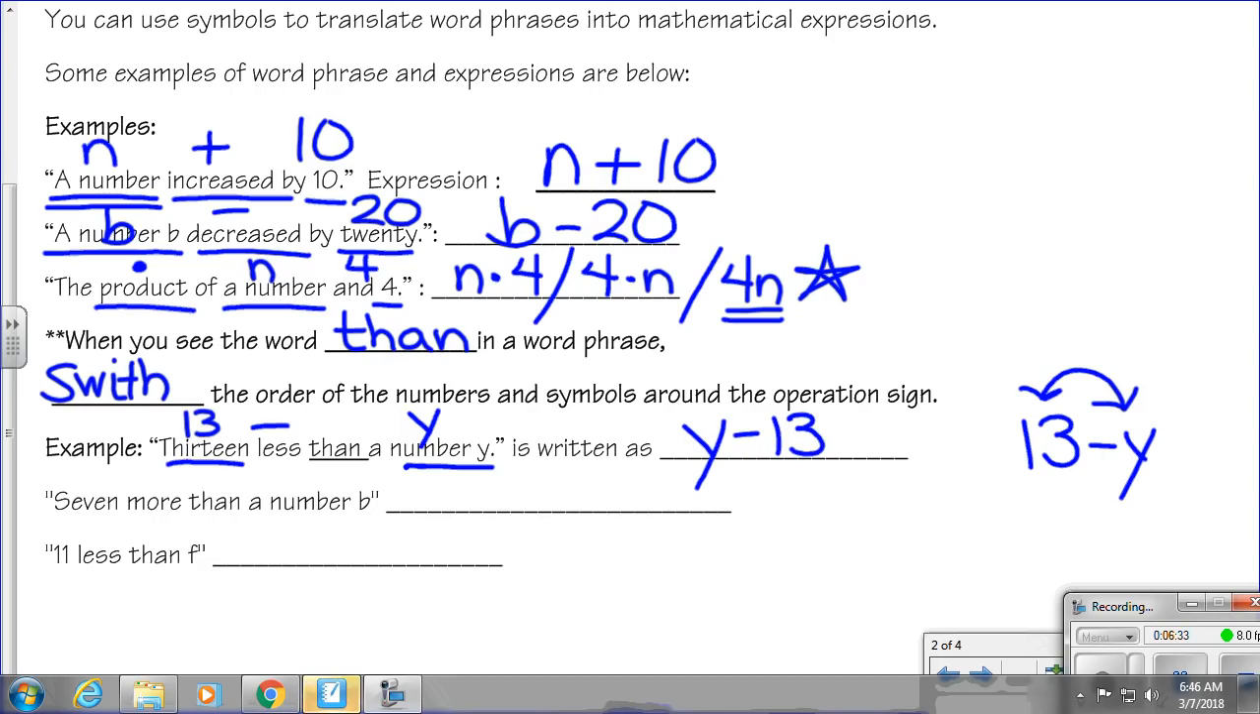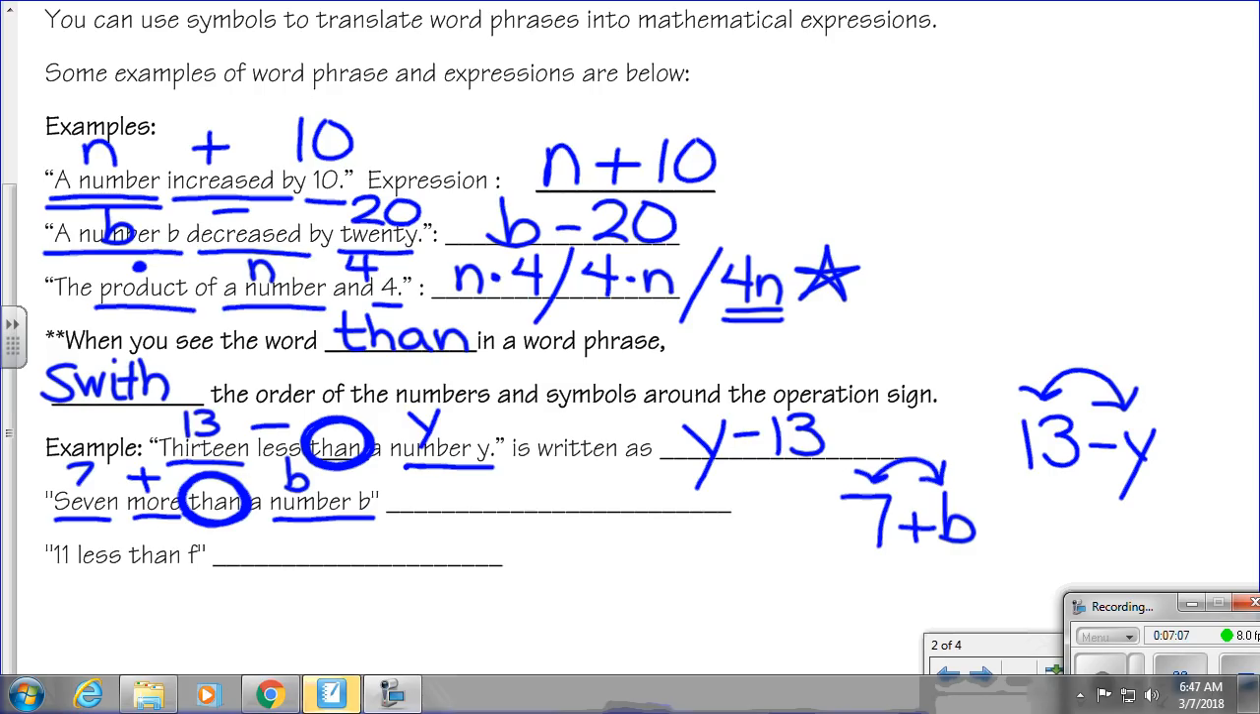13 is less than y. 13 has to go at the end of the statement and not the beginning. 7 more, that's addition, than. That means I'm going to be switching. And you should maybe be underlining that word than very specifically because it does change that order. A number b. So instead of this being written as 7 plus b, the 7 and the b need to switch around and it becomes b plus 7. 7 is more than b.